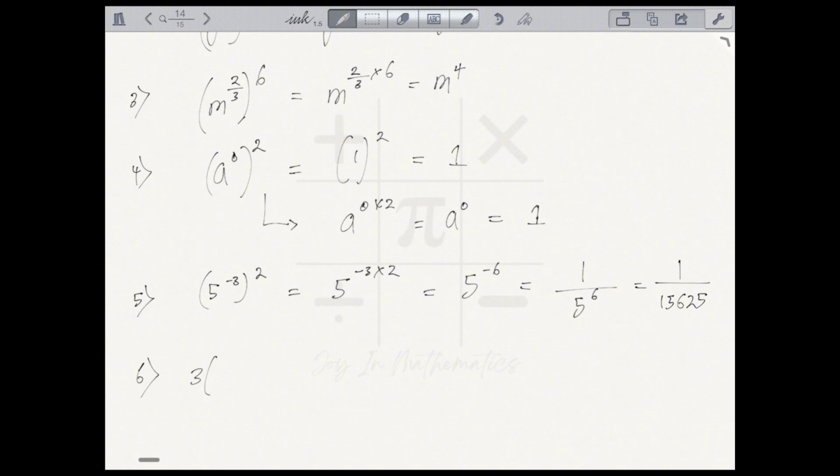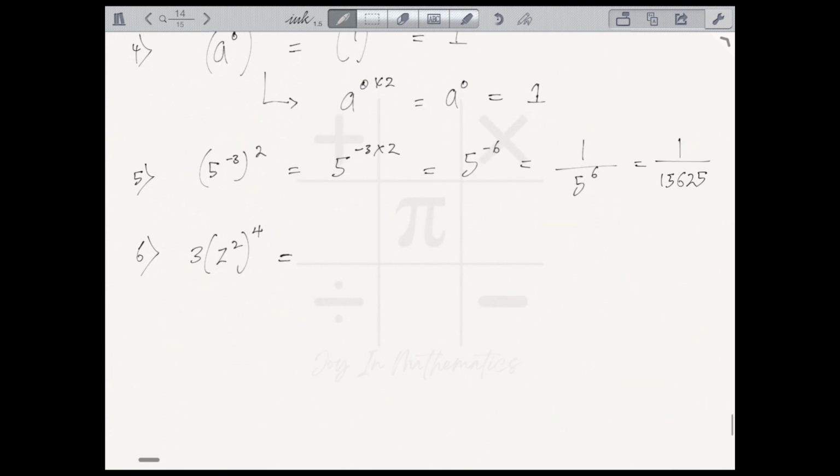We are given 3 into z squared, raised to the power of 4. Now to avoid confusion, 3 into z squared can be written as 3 times z squared, and the expression z squared is being raised to the power of 4. Therefore, we simplify this expression first using the power law, and this will give us z raised to the power of 2 multiplied by 4, and this gives us 3 multiplied by z raised to the power of 8, which is 3z raised to the power of 8.